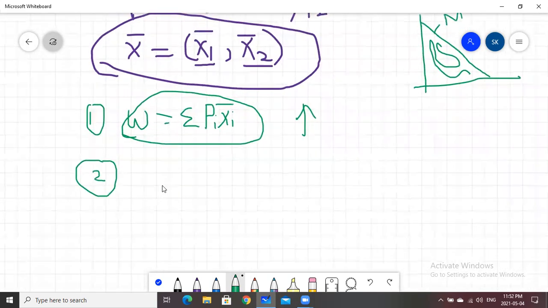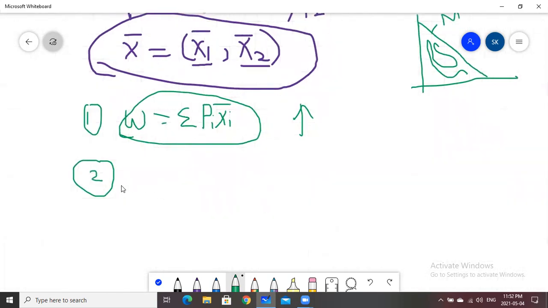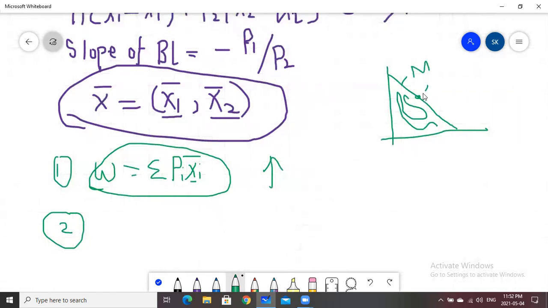Next, number 2: as the consumer is always able to consume her initial endowment, that is the X bar values, a change in a single price will cause the budget line to rotate through X bar. Suppose this is the point X bar, because we know that the budget line should pass through X bar.